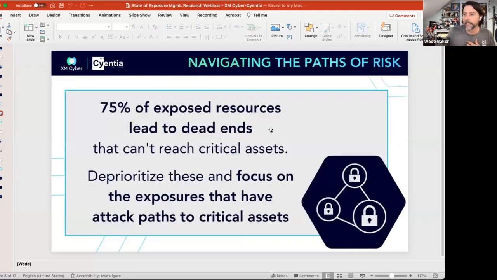But one of the cool things we looked at is maybe we can reduce them by figuring out whether those exposures, those attack paths, chain together to get to critical assets. If they don't, there's a term called dead ends. 75% of those exposures that I just showed you lead to dead ends. That doesn't mean ignore them, but it means at least an attacker can't use that to continue the path toward a critical asset, so we can delay or deprioritize those. And what we want is to identify those paths that do lead to critical assets.